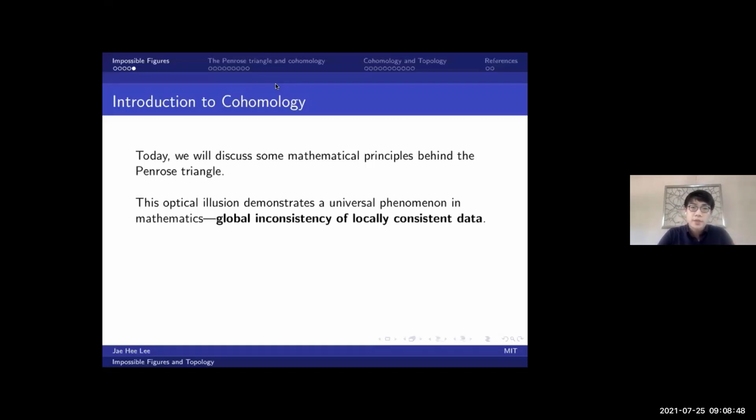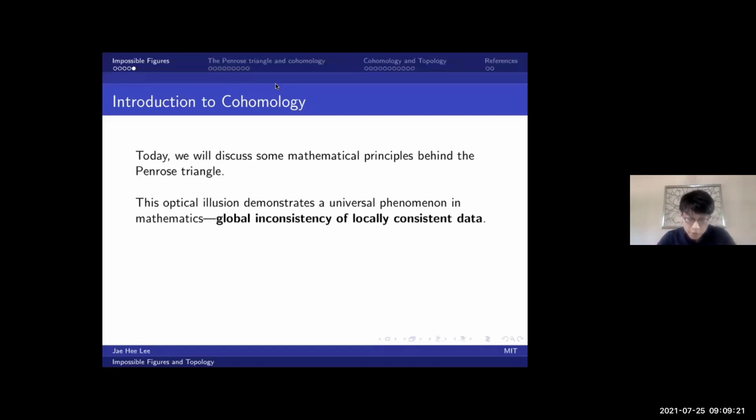That's the question. And the optical illusion is demonstrating some very universal phenomenon that you will encounter over and over if you continue studying mathematics, which is global inconsistency of locally consistent data. That's just a catchphrase for now. I'll try to explain a bit more what that means as the talk proceeds. But that's the main idea that's being demonstrated by this two-dimensional, nice artistic picture, the Penrose triangle.